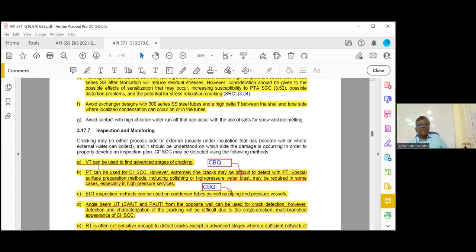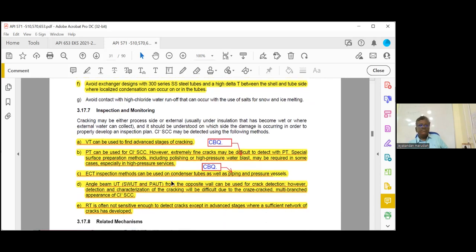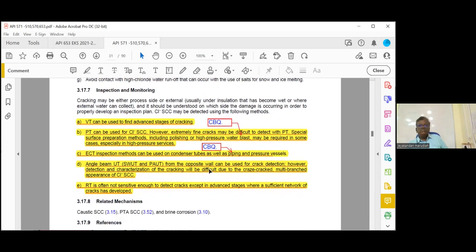Then inspection, VT can be used, PT can be used to detect chloride SCC. However, extremely fine cracks may be difficult to detect by PT. Special surface preparation methods, including polishing, high pressure water blast may be required. ECT, eddy current inspection methods can be used on condenser tubes as well as piping and pressure vessels. That is closed book question. Angle beam UT from the opposite side can be used to detect, as RT is not often sensitive. Not sensitive.